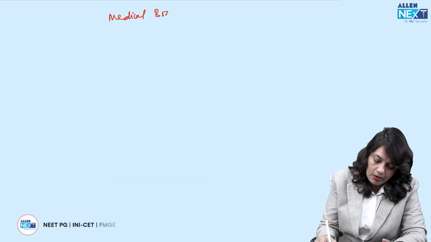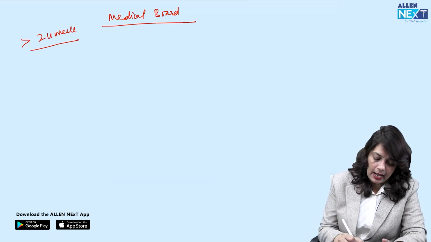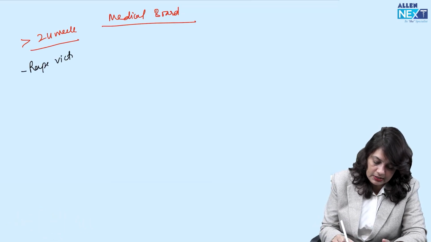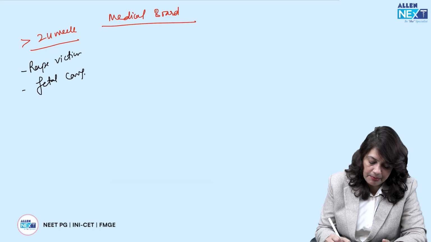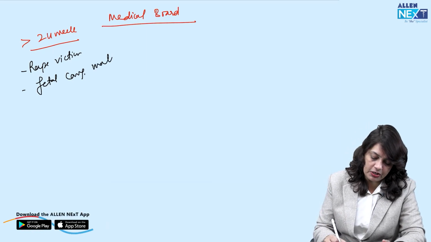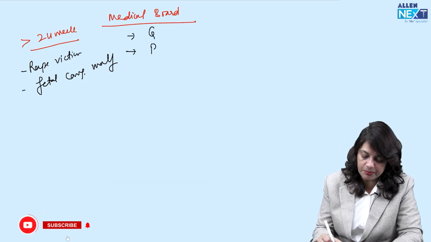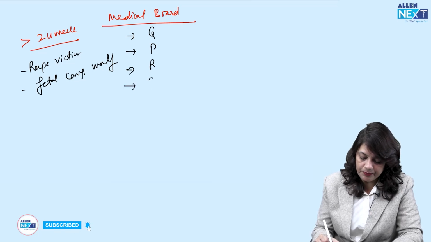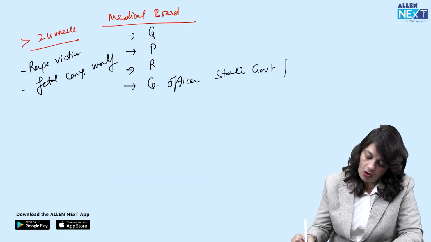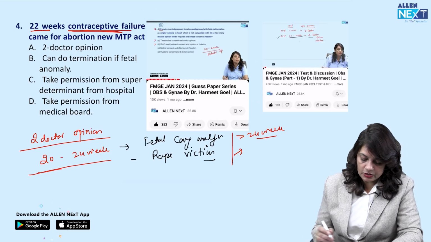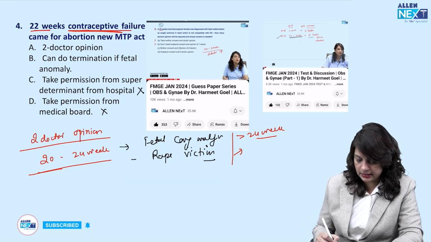Okay, medical board. If the pregnancy has gone beyond 24 weeks and she is a rape victim, or she is carrying a congenitally malformed fetus with a malformation not compatible with life, then that case goes to the medical board, which consists of a gynecologist, pediatrician, radiologist and a gazetted officer appointed by the state government or union territory. Okay, so this is out of the scene. Take permission from the superintendent of the hospital. Again, this is out of the scene.